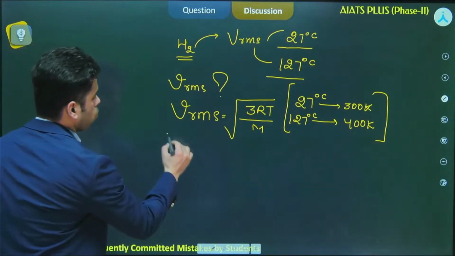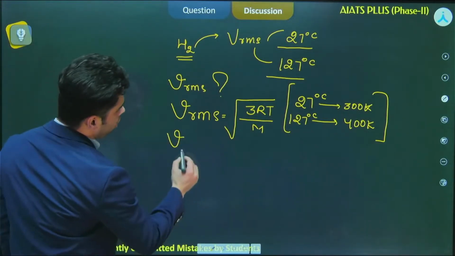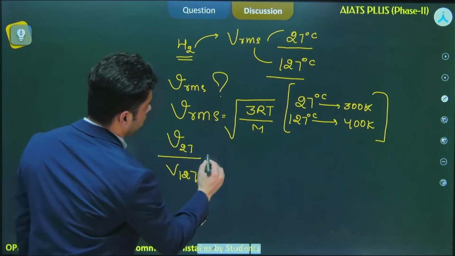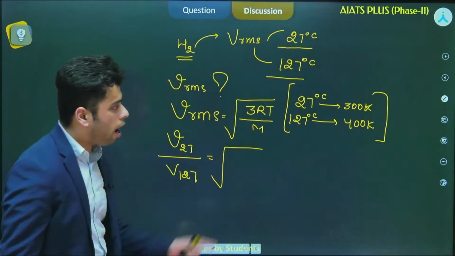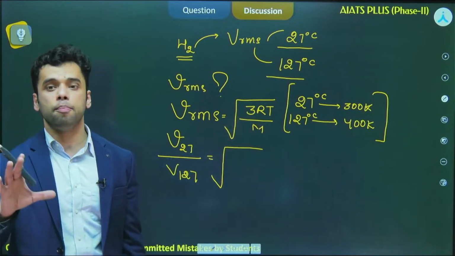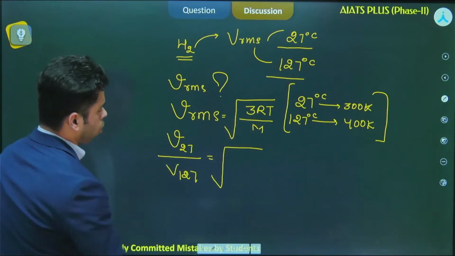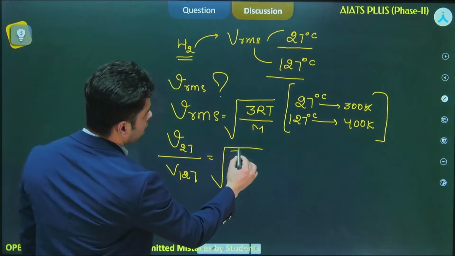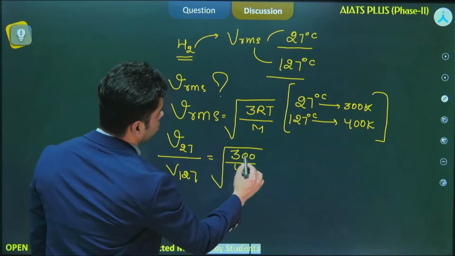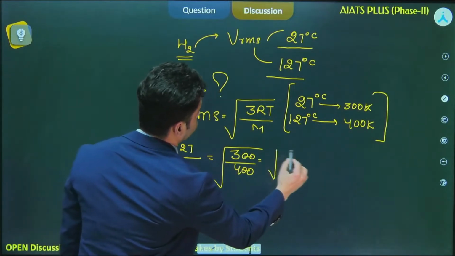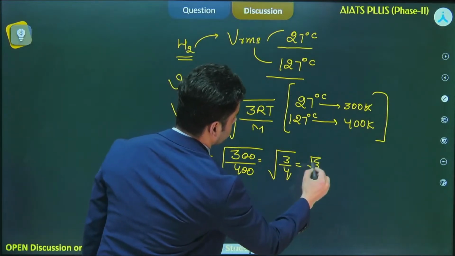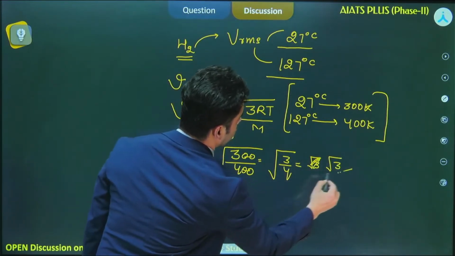Let me solve this for you. V at 27 upon V at 127 is equal to, now the gas is same, R will be same, M will be same. The only factor that will decide the answer over here will be temperature, so it is directly proportional to the root of temperature. I'll write it over here, 300 by 400. Let me cancel the two zeros. So it will be equal to root 3 by 4, or root 3 by 2.